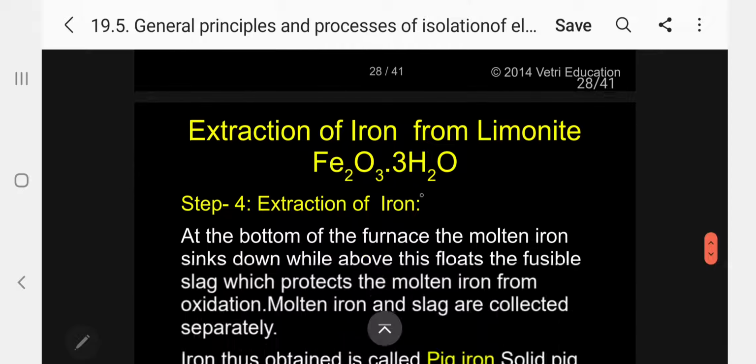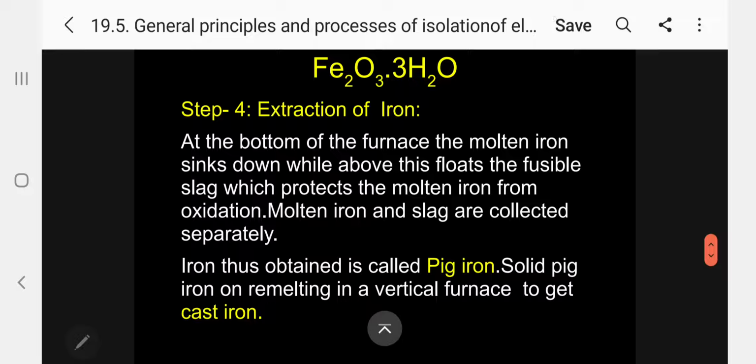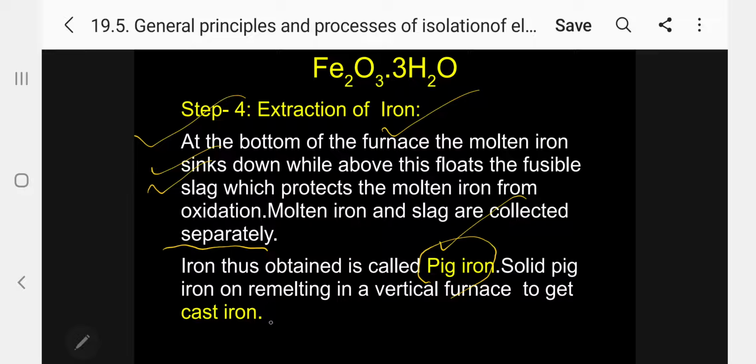Kindly follow. Let me discuss some more information about the extraction of impure iron. At the bottom of the furnace, the molten iron sinks down, while above this floats the fusible slag, which protects the molten iron from oxidation. Molten iron and slag are collected separately. Iron thus obtained is called pig iron. Kindly follow. The solid pig iron on remelting in a vertical furnace gives cast iron. So there are 2 terms: one is pig iron, another is cast iron.